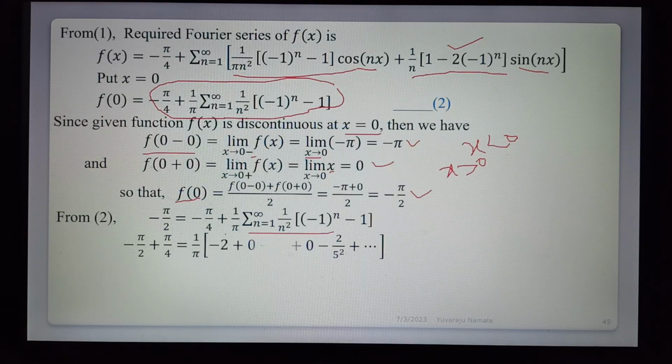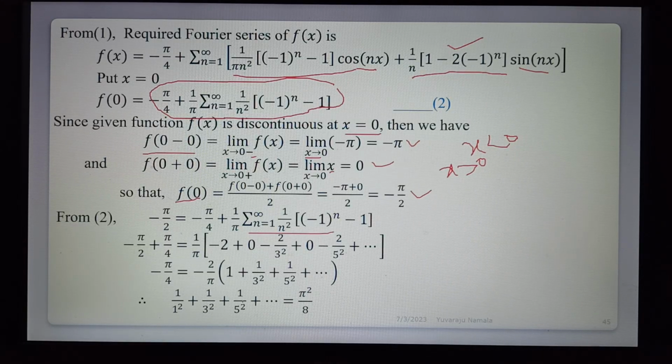Expand the series. Minus 5 by 2 is equal to minus 5 by 4 plus 1 by 5, which is common. Expanding: n is equal to 1 gives minus 2, n is equal to 2 gives 0, n is equal to 3 gives minus 2 by 3 square, n is equal to 4 gives 0, n is equal to 5 gives minus 2 by 5 square, and so on. Simplification: minus 5 by 4 is equal to minus 2 by 5 common into 1 plus 1 by 3 square plus 1 by 5 square. Hence 1 by 1 square plus 1 by 3 square plus 1 by 5 square and so on is equal to pi square by 8. So this is the required result, proved.